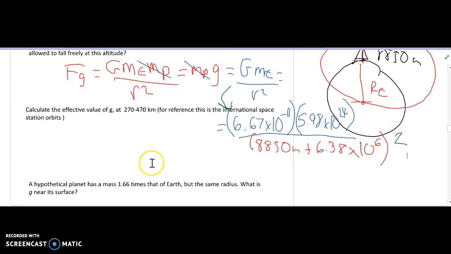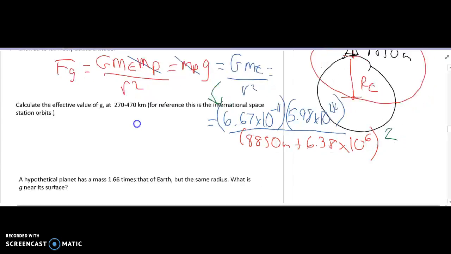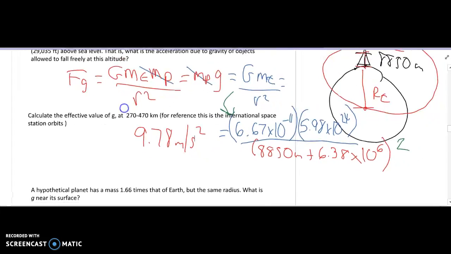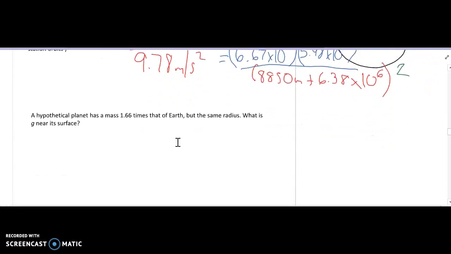Take a second, see what you can plug into your calculator, and you get. When I did this problem, I got 9.78 meters per second squared. So the acceleration does become a little less, but as you can see, not a whole lot, even on Mount Everest. If you want, you can give another shot for calculating it for the International Space Station. Try and use 270 as that distance, and then we can look over that in class together if you want to see what that one is.